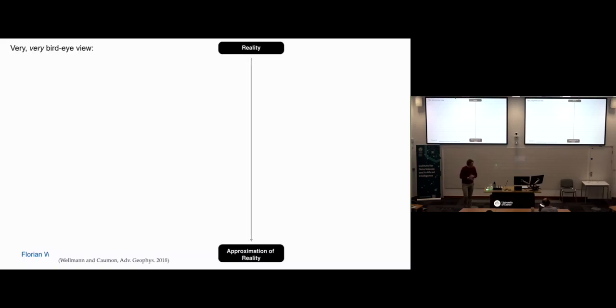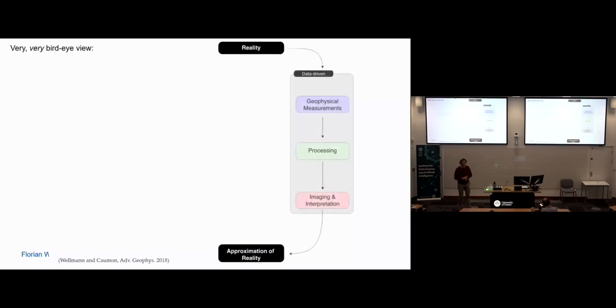Let's say, contrasting very broadly speaking, there are two ways in which we typically get to this approximation of reality. The first one, here, the right-hand side, is something which we can call a data-driven viewpoint. This is very common in geophysics. We go and we take measurements. This could be seismic measurements, could be gravity, magnetics, whatever you have. And you process this data in some form. You create what geophysicists then call images of the subsurface. And you may start interpreting.